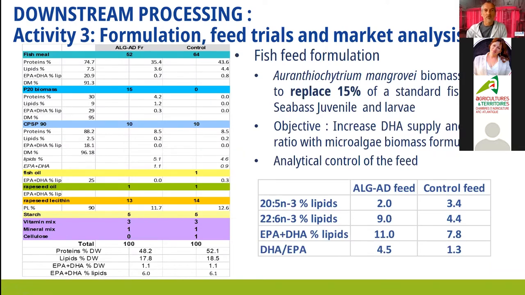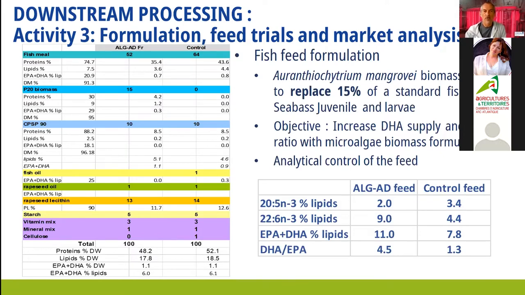As you can see, the fish feed formulation can be quite complex because it has to include several commercial ingredients. So here our objective was to replace all the fish oil that is usually part of the fish feed and part of the fish meal as well. We reduced it by 12% and we also reduced the lecithin inclusion. And we also removed the cellulose. So the main objective of that formulation with microalgae was to increase the DHA supply and the DHA on EPA ratio by including that microalgae biomass in the fish feed.